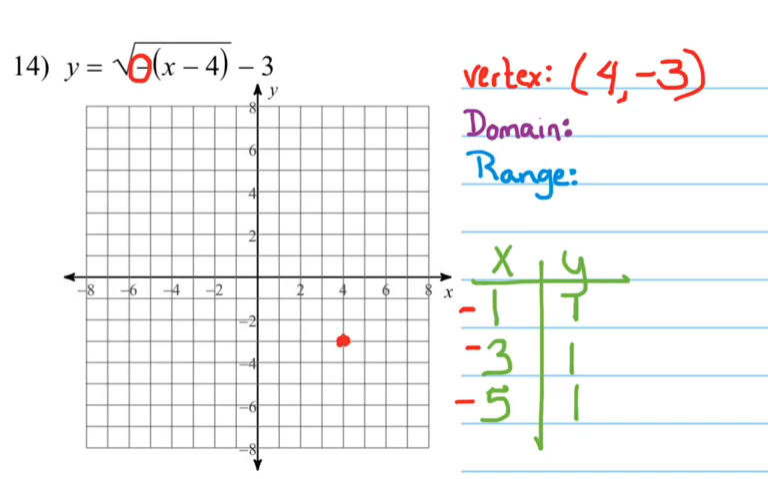And then I go left 1, up 1. Left 3, up 1. Left 5, up 1. Then I run out of graph. Go through your dots, connect the line, draw in the arrow. The arrow is going to be over on this side.